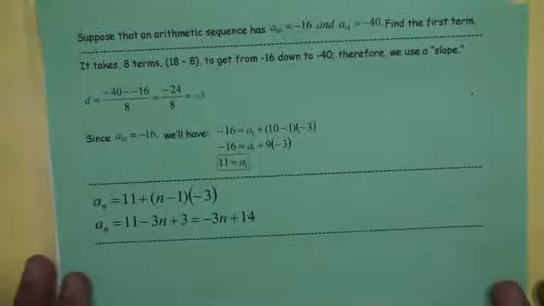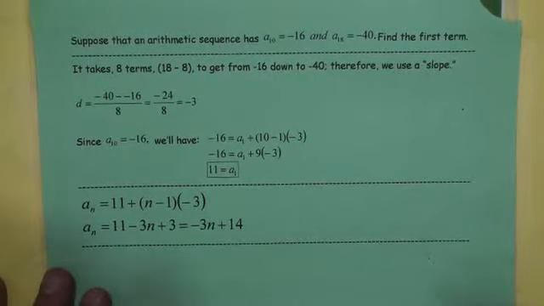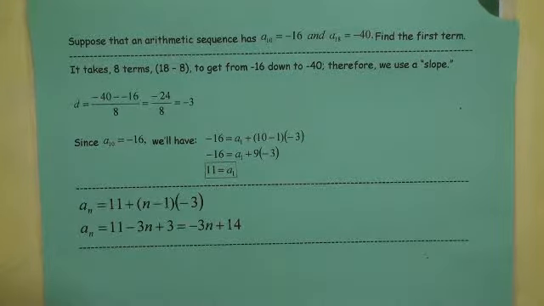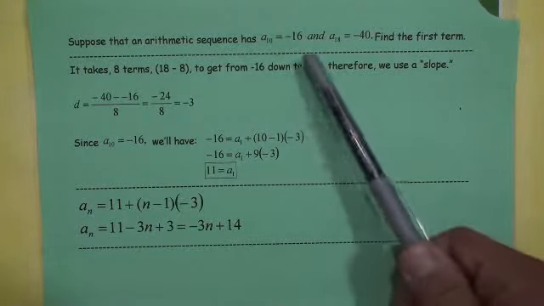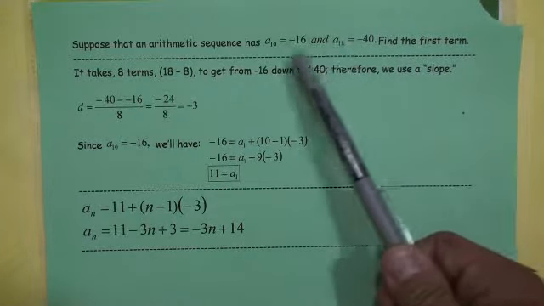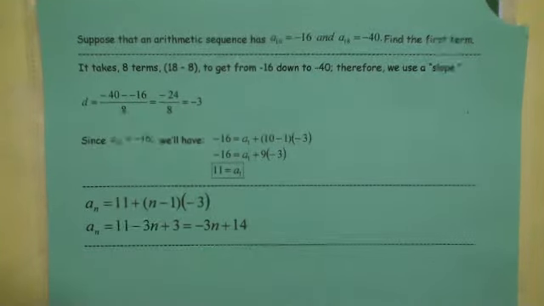Here we go. Suppose that an arithmetic sequence has a sub 10, or the 10th term, equal to negative 16, and the 18th term equal to negative 40. Find the first term. It takes 8 terms, 18 minus 10, to get from negative 16 down to negative 40. How do we know that? Because there's obviously 8 terms separating the 10th and 18th term.